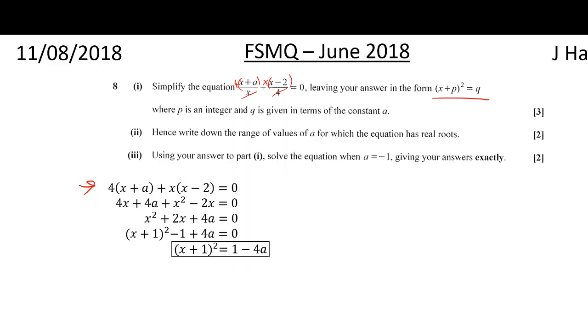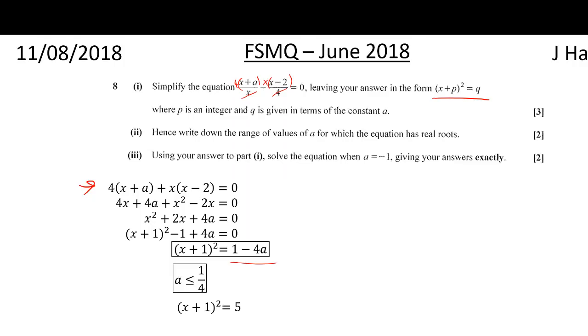Second question, hence write down the range of values. Well, we know that the left hand side must square root to be a positive number. So therefore, the right hand side cannot be less than 0. So therefore, a is less than a quarter. If we set this right hand side to 0, if you like.